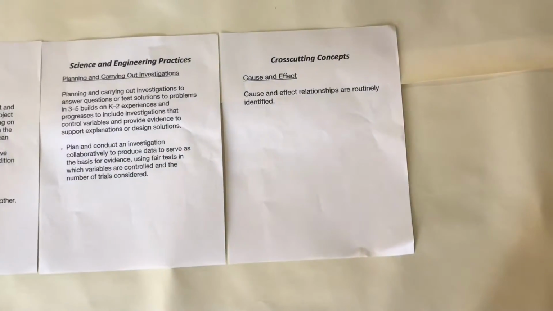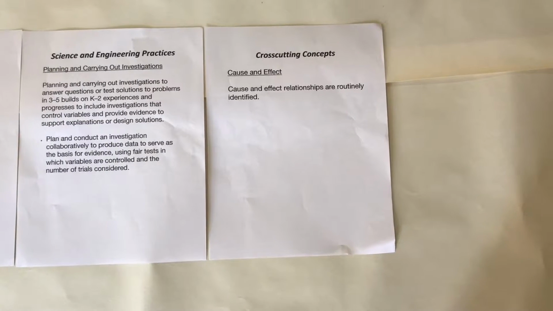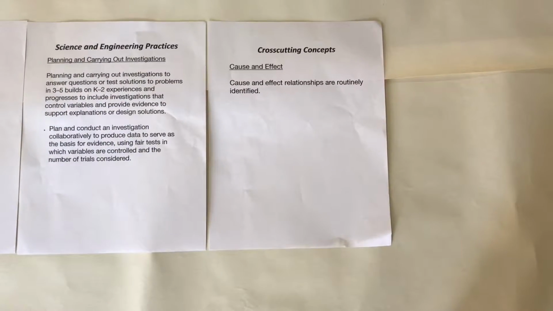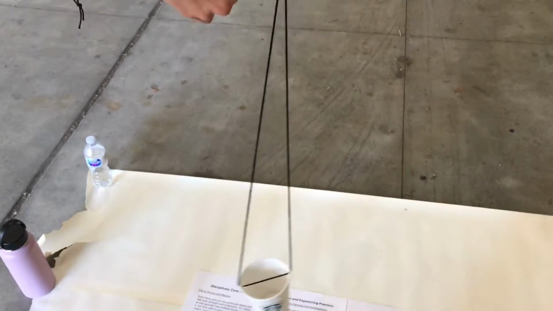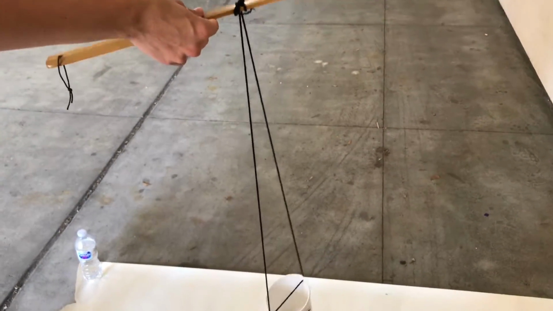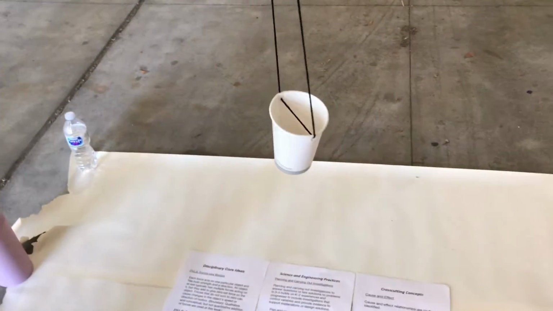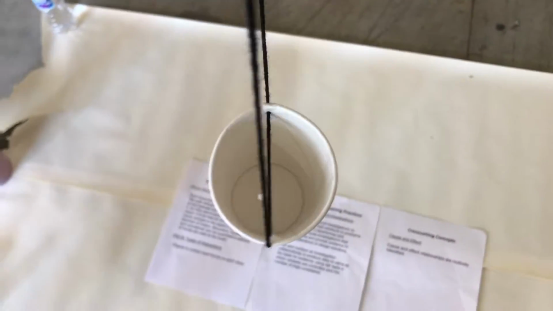And lastly, the cross-cutting concepts are cause and effect. Cause and effect relationships are routinely identified. So our experiment is the pendulum painting experiment, and we will use the following, which is just paint bottles, just a brown piece of paper, and the students will be constructing their own pendulum with string and just any cup. And they will make holes on the sides and a hole on the bottom for the paint to come out.